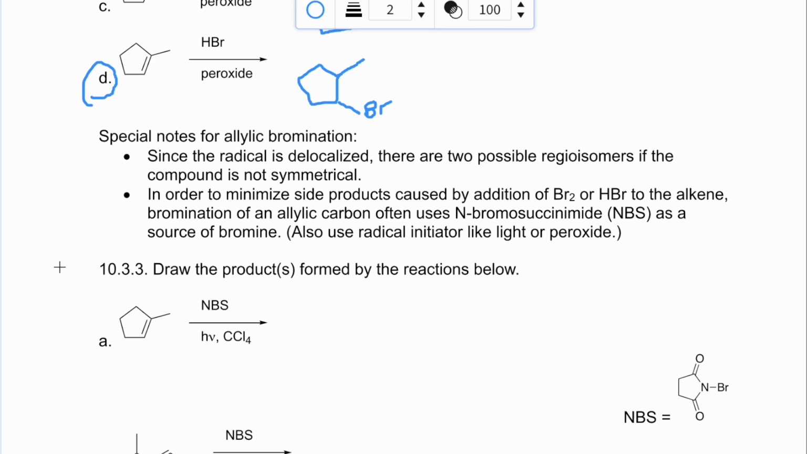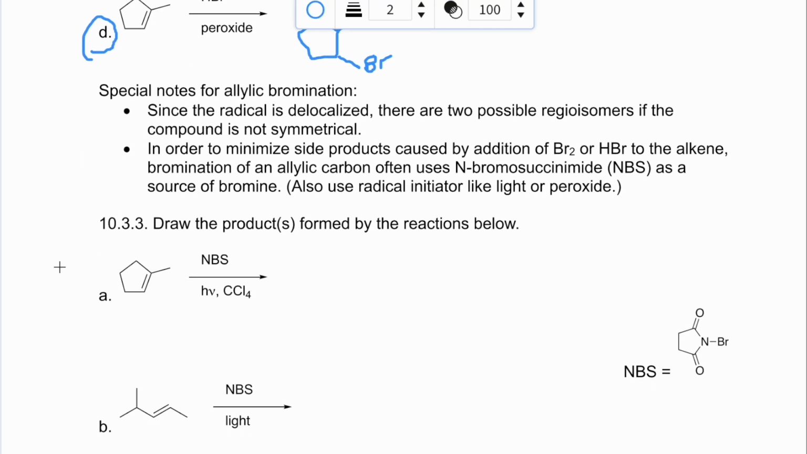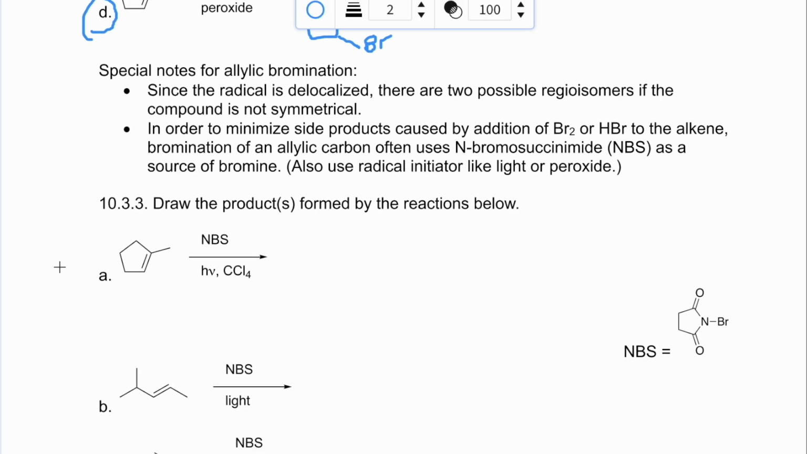Another useful way to get bromine onto a molecule is to put it onto the allylic carbon. You don't use HBr or Br2 for this because those would do the electrophilic additions that we learned in Chapter 6. So instead we have this N-bromosuccinimide reagent. It's a way to just give a little bit of bromine at a time so that we can, again, be more selective in where the bromine is going to go.